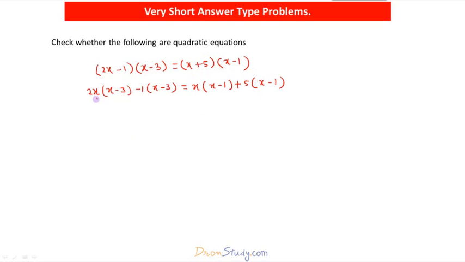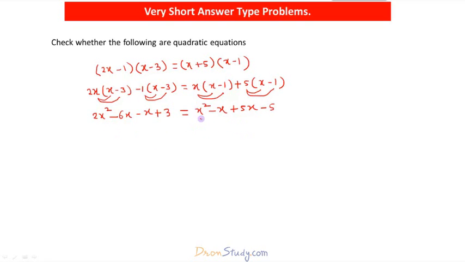So here multiply by 2x inside the bracket. So 2x into x, that will be 2x square, minus 3 2s are 6x, minus x. Now multiply by 3, minus and minus will be plus and 3 1s are 3, which is equal to x into x, x square, x into minus 1, that will be minus x, plus 5 into x, that is 5x, and 5 into minus 1, that is minus 5.